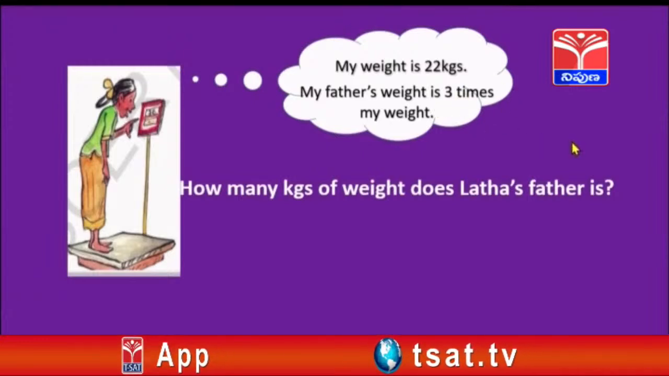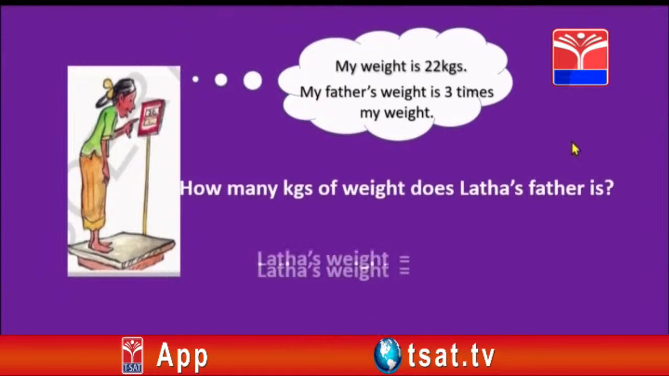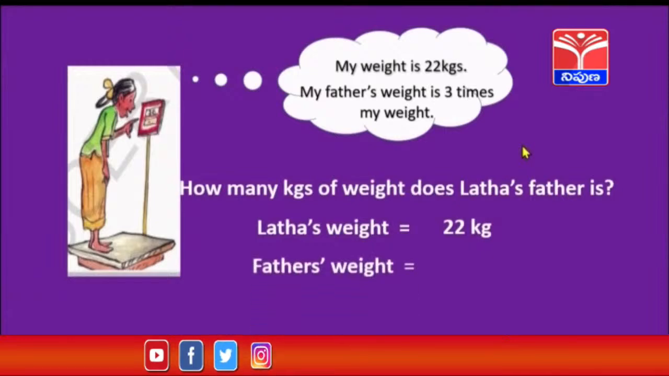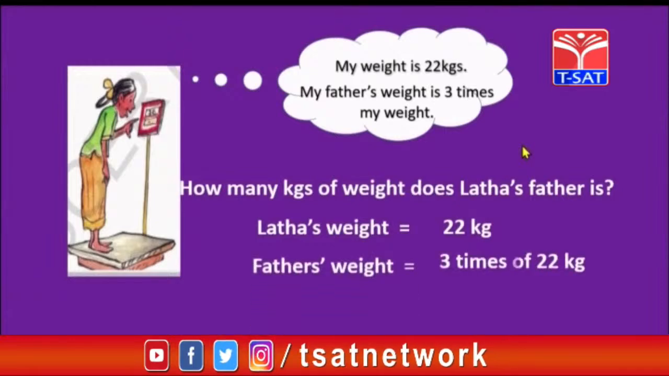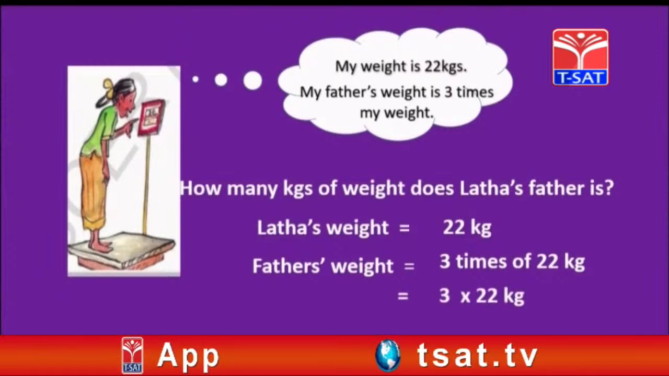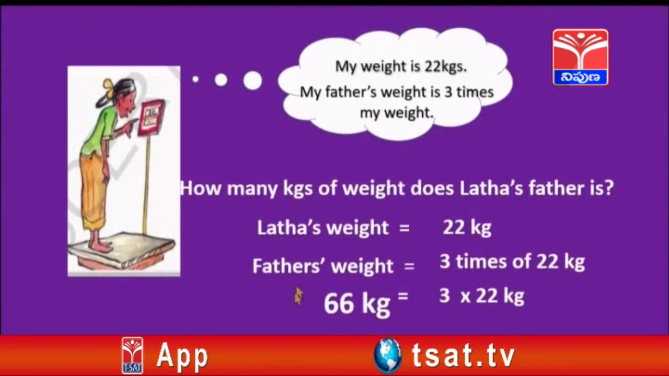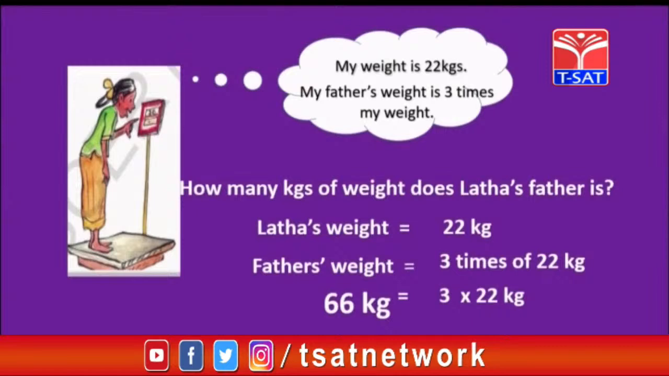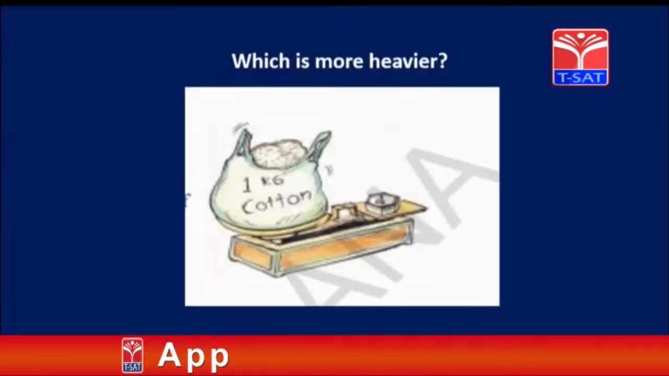Now let us calculate the weight of Lata's father. Lata's weight is 22 kgs. Lata's father's weight is 3 times of 22 kgs. That means 22 multiplied by 3 gives us 66 kilograms. Thus, the father's weight is 66 kilograms. Children, in this way you also can calculate the weight of your parents in terms of your weight.